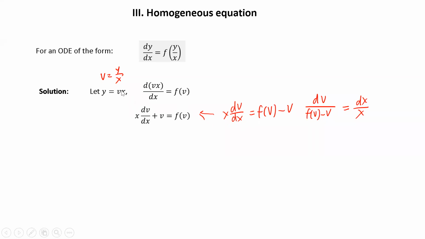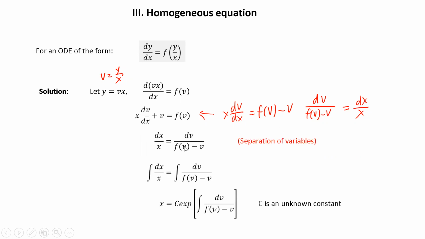So that's the trick. Using this substitution allows us to transform this equation to a form that allows us to use separation of variables. Here I just write it down again. Now separation of variables is done, and the next step is to do integration. Integrate both sides, and at the end, the right hand side is the exponential function of this integral.